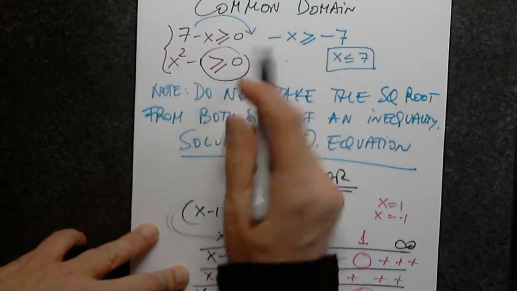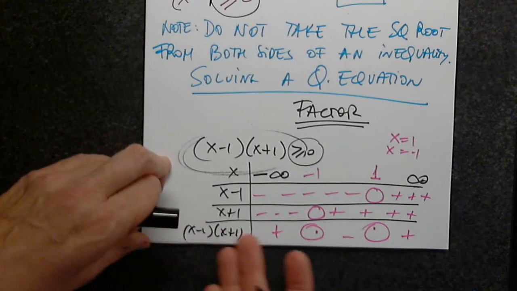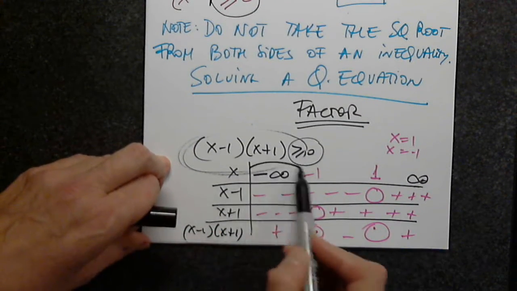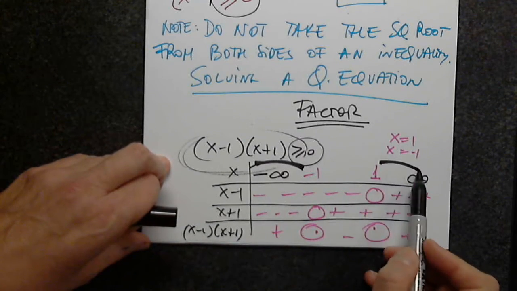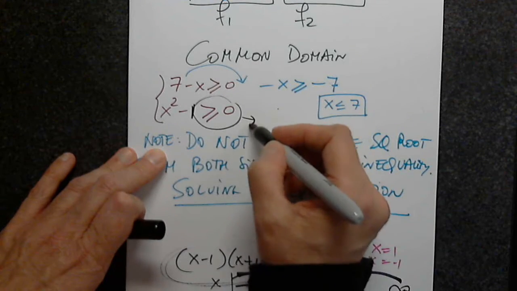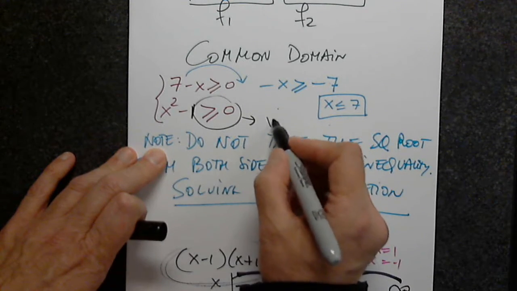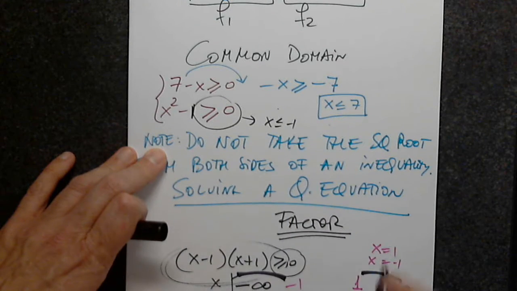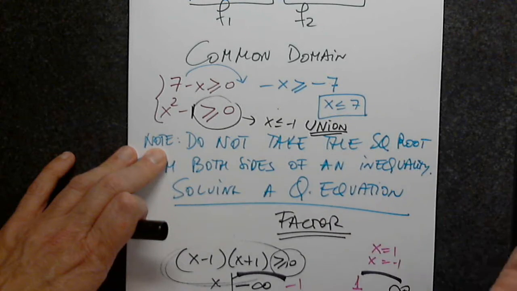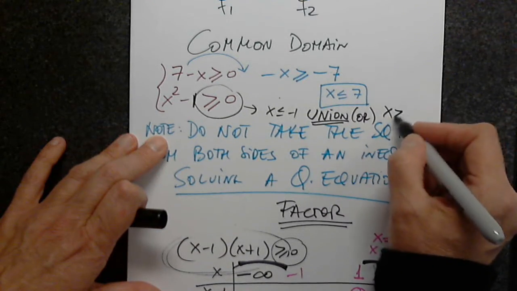What do I want? Which sign do I want? I want the positive. Is there anywhere positive sign? Negative infinity and negative 1. So here, this one will be negative infinity. So x, if you want, less than or equal to negative 1, union, or in other words, 1 to infinity, x greater or equal to 1.